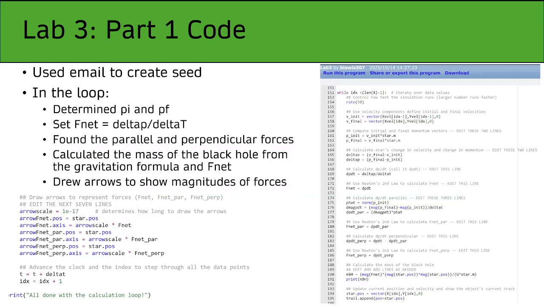So part 1, I used my email as a seed for the initial interactions. From there, I determined the initial and final momentum, set FNet to be equal to the change in momentum over delta t, found the parallel and perpendicular forces, calculated the mass of the black hole from the gravitational formula and FNet, and then drew arrows from those to show magnitudes of forces, as you saw with the initial preview.